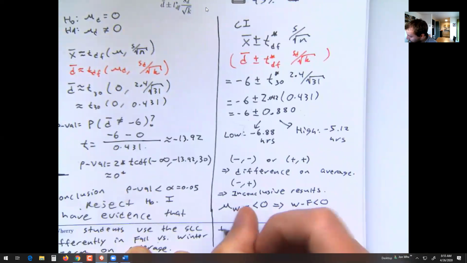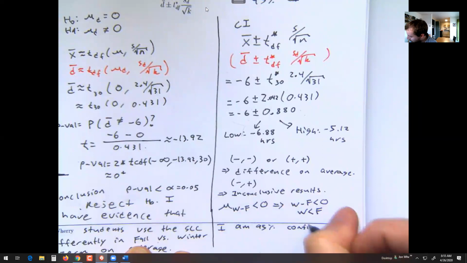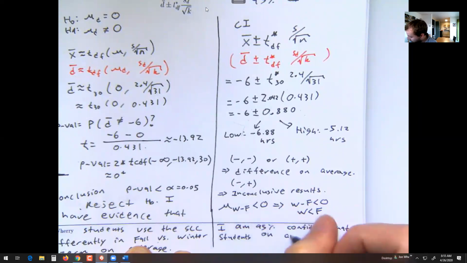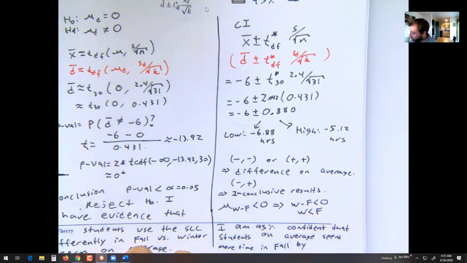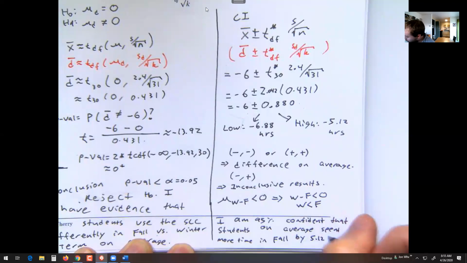So I am 95% confident that students on average spent more time in the fall than the winter by, and if you're wondering by how much, well, that's what these numbers tell me, by anywhere from 5.12 all the way up to 6.88 units here, hours.